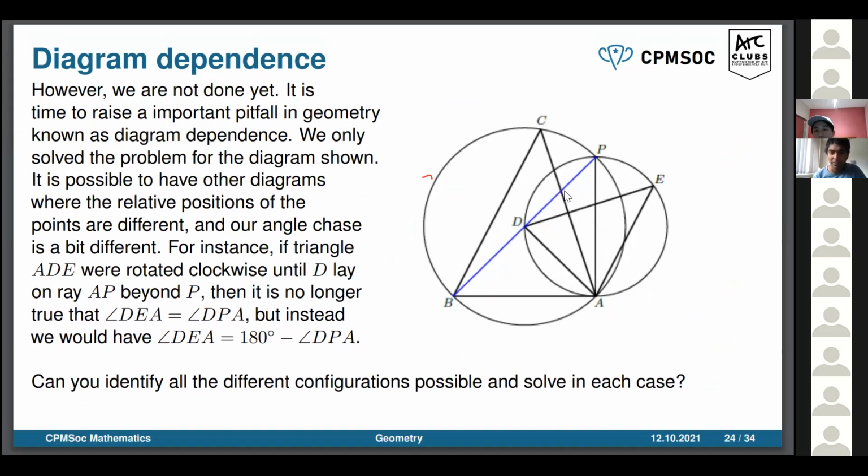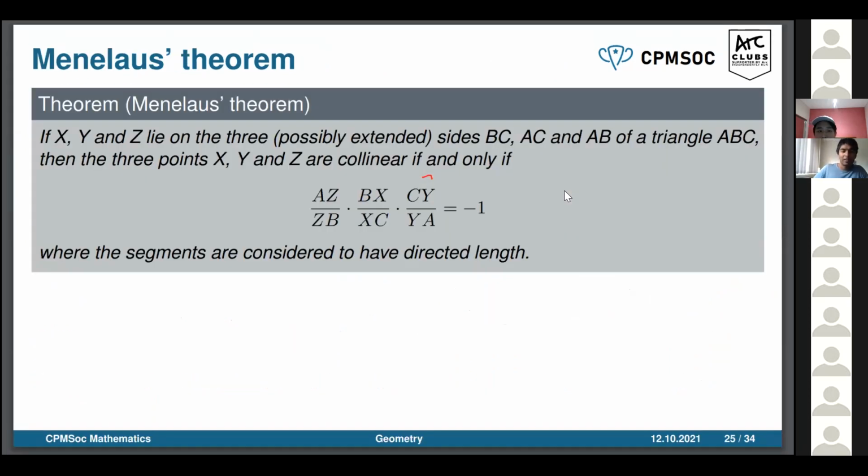Okay, I think we can move on to the next section, which is Menelaus's theorem. It's one theorem you can use to prove 3 points are collinear, and it involves 3 points on different sides of a triangle.